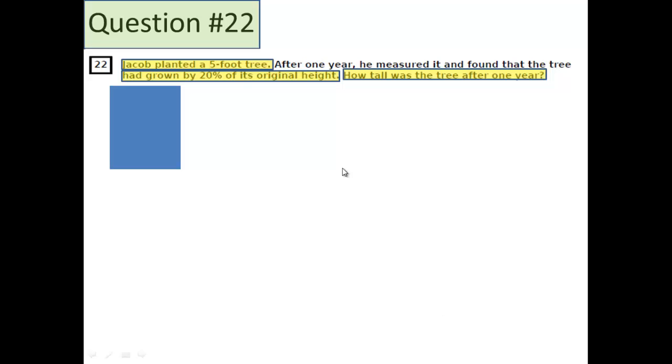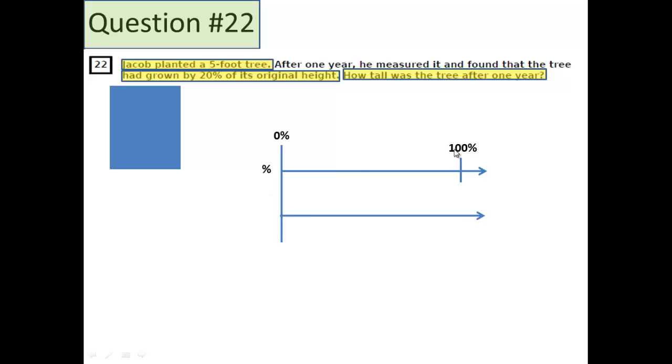All right, so clearly the answer's got to be bigger than 5 feet because it grew. Okay, and every time I see a percent, I'm drawing one of these. And I hate to sound like a broken record, but can you tell me what goes here on our double number line? If you said percent, you were right. You got to throw your 0 and your 100% there. I see 20%. So now I'm going to look at my number line. Can you point approximately where you think 20% should go on this double number line? Go ahead, point. If you pointed there, that's about right. It's not perfect, but it's about right.